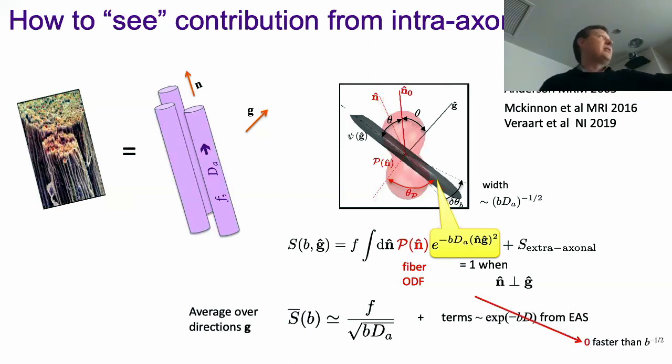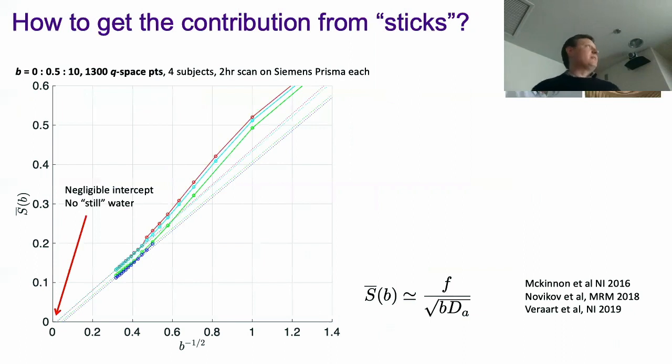And the extracellular signal has diffusivity in every direction, and therefore at large b it will be eventually exponentially suppressed. So if I see 1 over square root of b scaling at super high b, I will know for sure that there are sticks like axons or maybe other processes, and I don't see anything else because everything else will be exponentially suppressed. And so let's actually see. We have a Prisma scanner, so we did that at up to b of 10,000. That's what the experiments measured a couple of years ago.